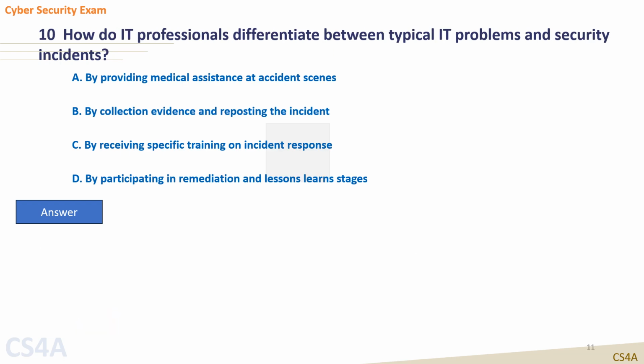So here the question is: how do IT professionals differentiate between typical IT problems and security incidents? So here the options are, by providing medical assistance at an accident scene. So this is not related to IT professionals. And by collecting evidence and reporting the incident. So this is not related to differentiating between an IT problem and a security incident. And by receiving specific training on incident response, this might be the correct one. We'll see the last one. So by participating in remediation and lessons learned stage, this is also not the appropriate one. So the answer is C.